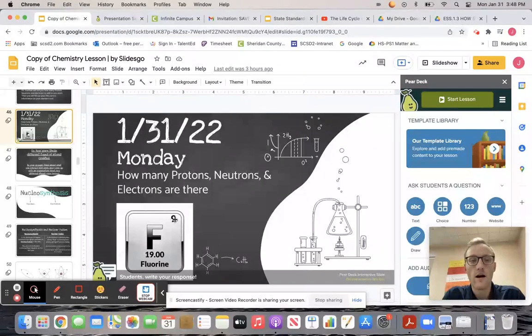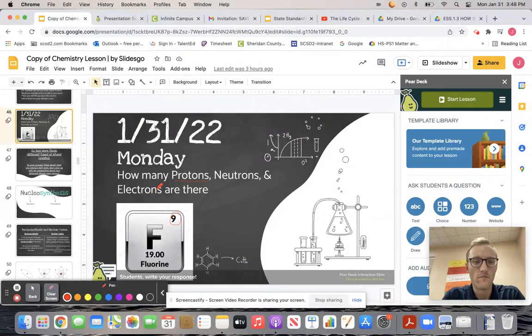Again, we really want to get this base understanding of using these element cards to basically explain what the atom is or what it looks like, what it's made of. Up here, the smaller number, we refer to as the atomic number, and that atomic number tells us how many protons we have. That one's pretty easy. When it asks you how many protons there are, we just say, okay, that's our atomic number.